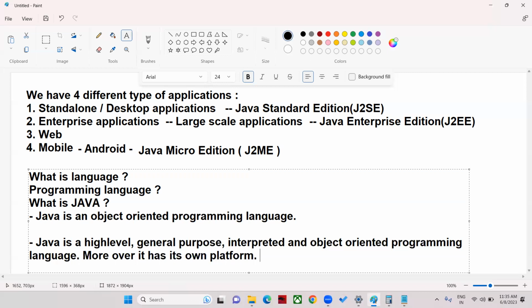Moreover, it has its own... Java is a high level, general purpose, interpreted and object oriented programming language. Moreover, it has its own platform.